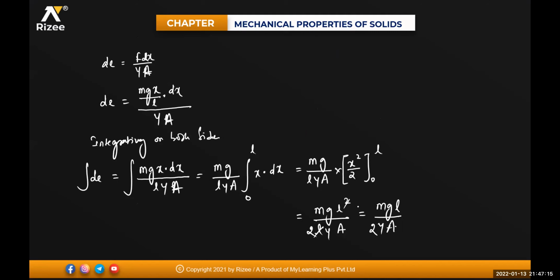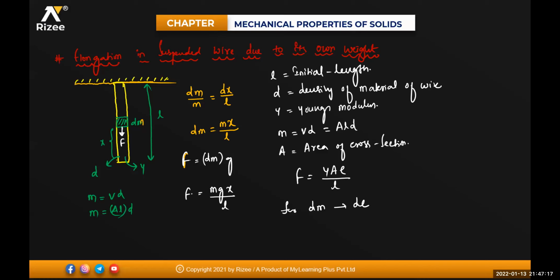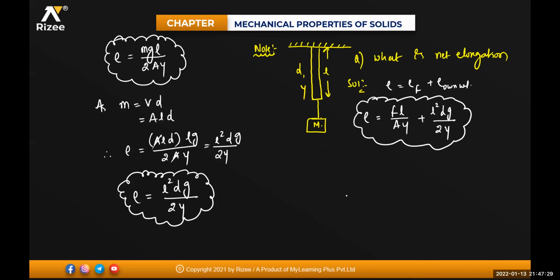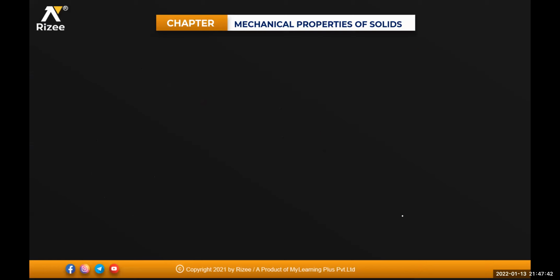Clear? So this is your elongation formula. From this, elongation E is equal to F into L divided by Y into A. This elongation plus the elongation due to its own weight, you need to add both of them. Then only will you get the answer for that first type of question. Clear, beta? Is that clear? Any doubt in this one? Sure, next one.